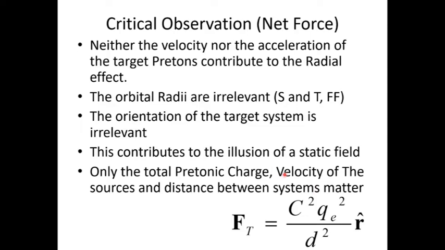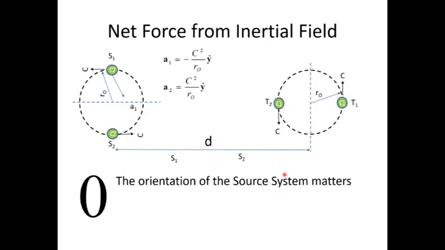So what we're going to do now is look at the inertial field again, but let's rotate our source 90 degrees. And if you do the calculations like I showed last time, you end up with 0 for the net force acting on the target system. So the orientation of the source matters. Okay, so now we've just done the inertial field. Let's look at the magnetic field, see if we can't get something from the magnetic field as well.